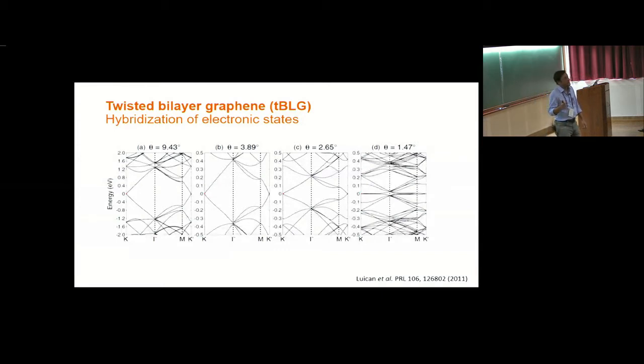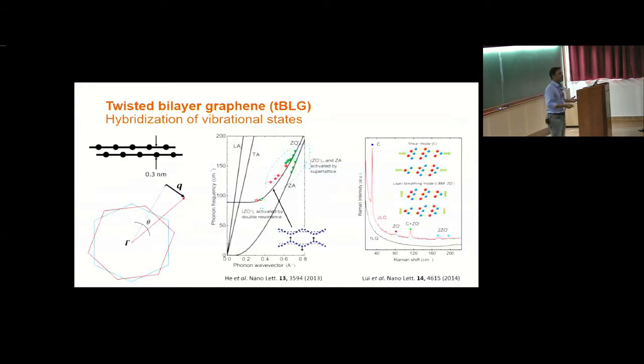What's important here is to realize that when you make twisted bilayer graphene, it is not just the electronic hybridization that takes place. Along with electronic hybridization, you also have vibrational hybridization between two layers. For example, what's unique about this is that you have a new phonon band develop, which is because of the hybridization between the out-of-plane vibrations or the breathing modes. And that leads to this additional branch called the ZO phonons.